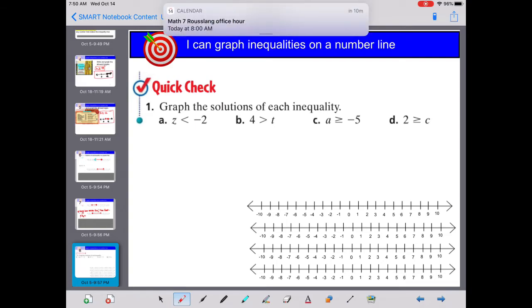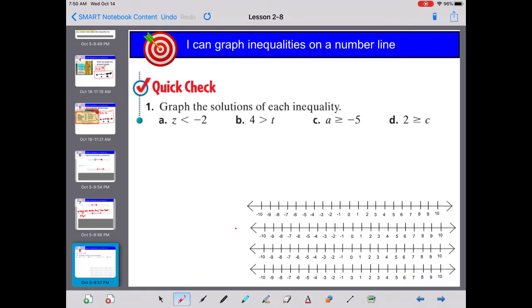All right, so Z is less than -2. I put a 0 and a -2. -2 goes to the left. I put a circle at -2. From my circle, I do not fill it in because there's not an equal to, and I draw my arrow. Whoa, I drew it the wrong way. Less than -2 goes to the left. And again, notice less than, less than.